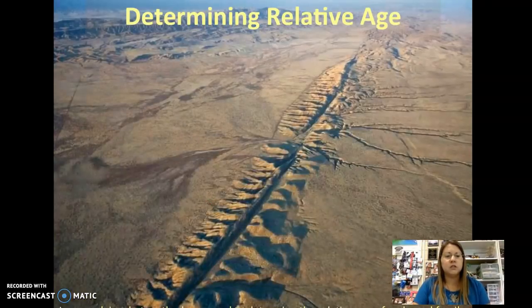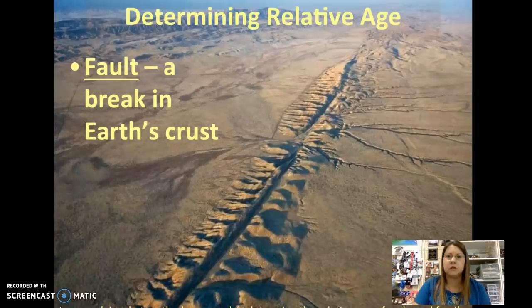So faults can also be used. San Andreas fault, what you have pictured here, that may be one that you're familiar with, especially if you've seen the movie San Andreas. So a fault is just a fracture, a break in Earth's crust and Earth's surface. And a fault line's usually where you have a lot of earthquakes, a lot of energy that is released from the Earth fracturing. And this one is pretty big. It's going to get larger over time as well.